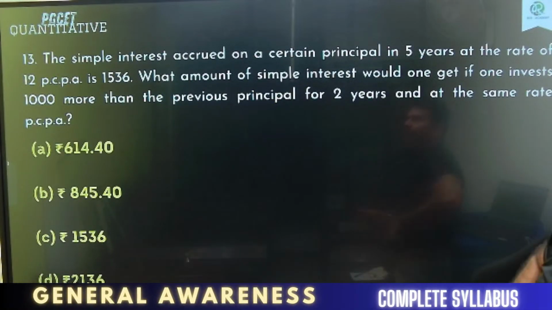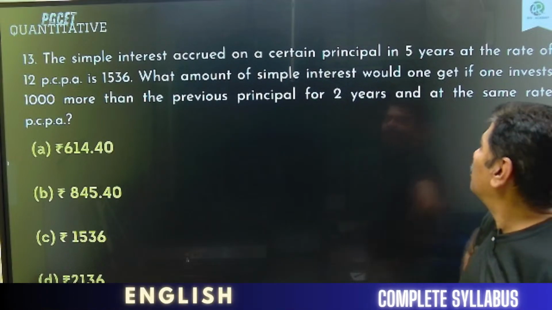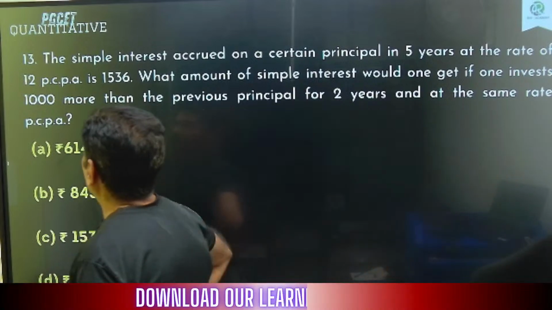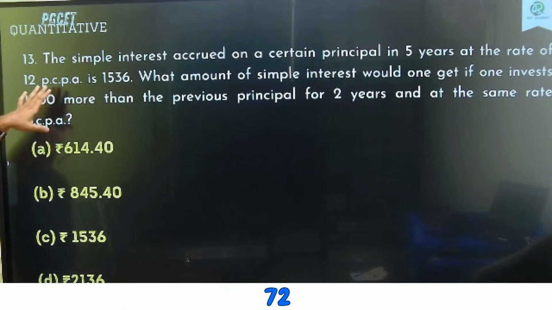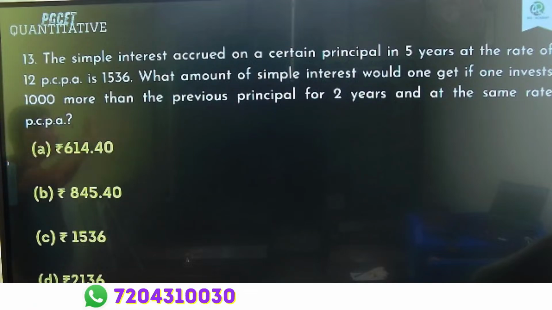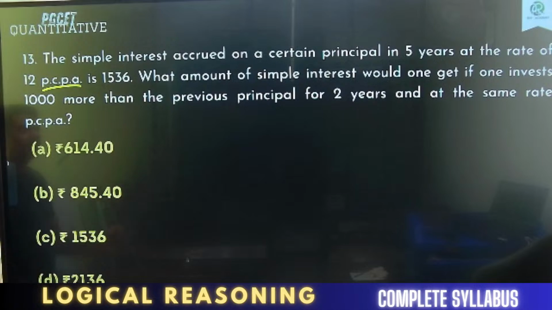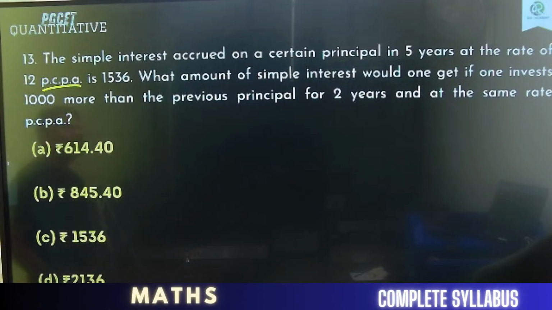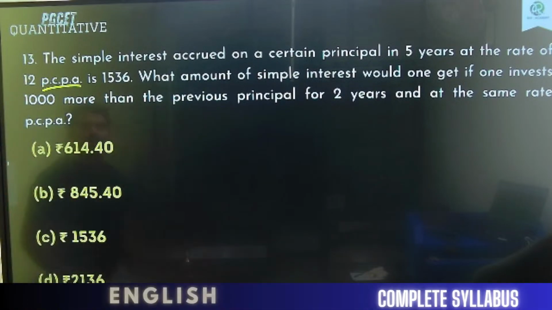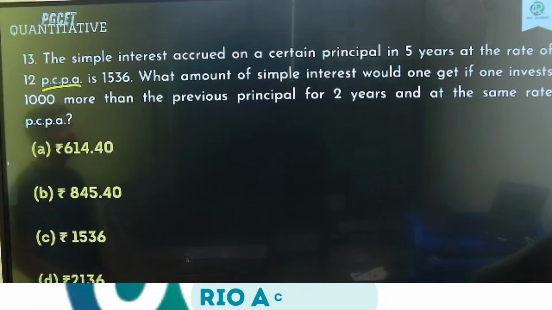Okay, the simple interest accrued on a certain principal in 5 years at the rate of 12 PCPA. PCPA stands for per cent per annum, that is, for every year, for every 100, 12. Okay, don't get confused. So this is simply 12%, just remember that. The interest is 1,536. What amount of simple interest would one get if one invests 1000 more than the previous principal for 2 years and at the same rate?